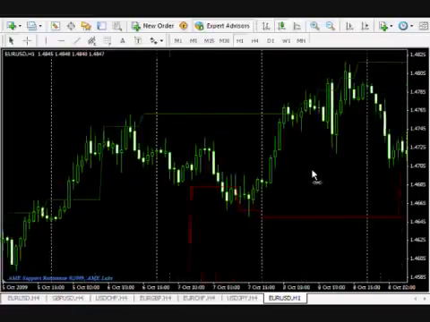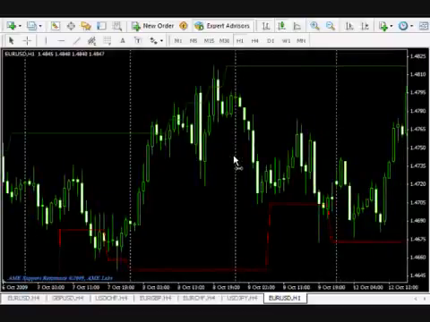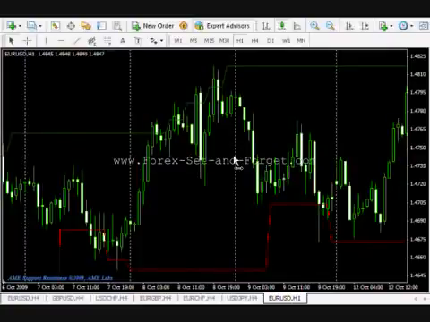So how do you use this in your trading? Let's say, I'll give you the example of the Forex Set and Forget, which is my automated trading robot. If you're not familiar with it, if you want more information on that, go to forexsetandforget.com, but put a hyphen in between each word.